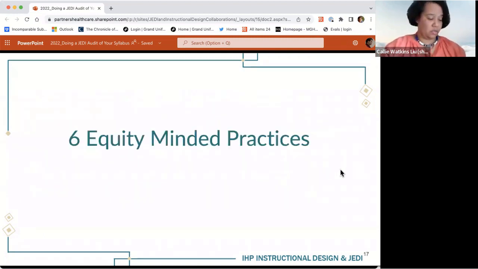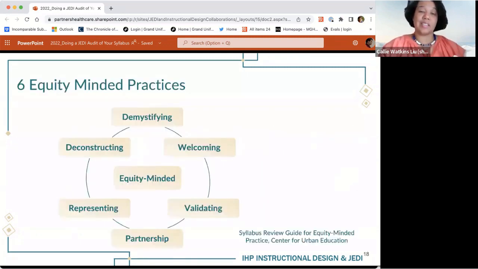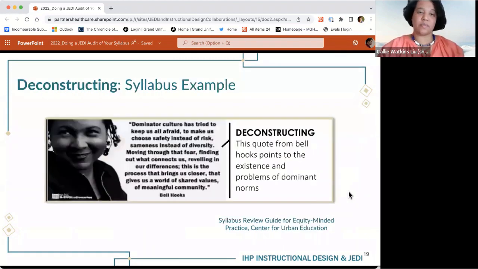So let's go to our next one. So we have these 6 equity-minded practices that are a helpful lens for when we're reviewing our syllabi and thinking about what we're communicating. Can you go to the next one, please? So the 6 general ones that we have are demystifying, welcoming, validating, partnership, representing, deconstructing, and that equity-minded mindset that we've been talking about so far. You can do the next one.